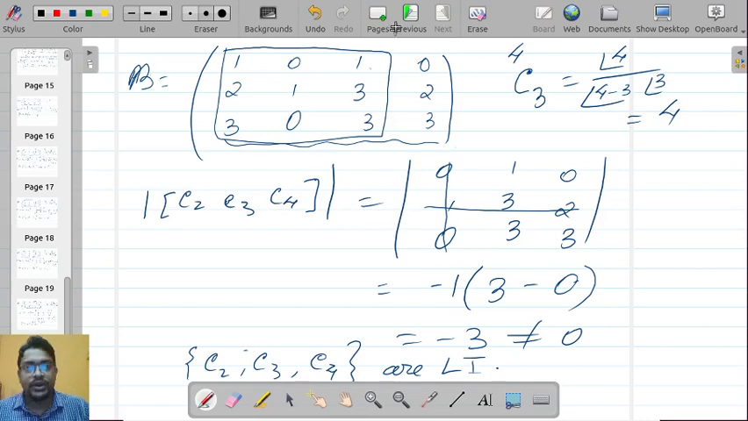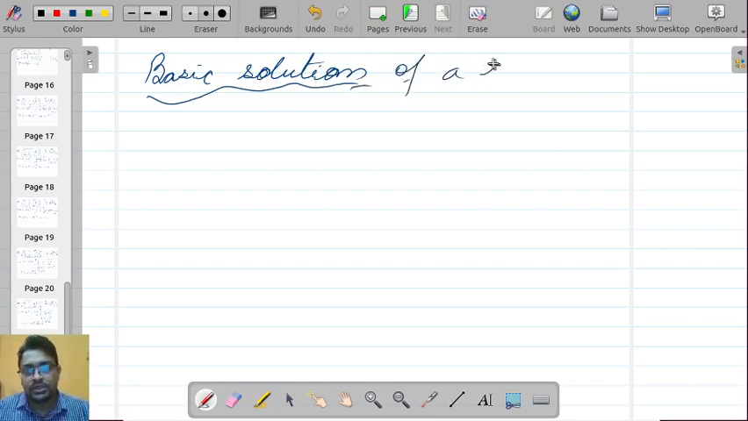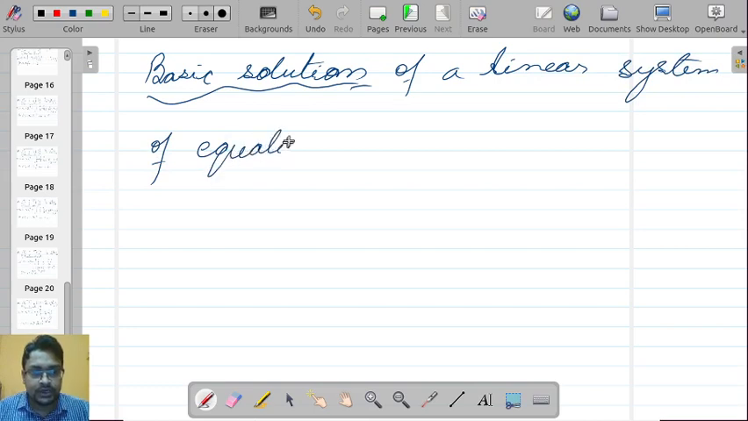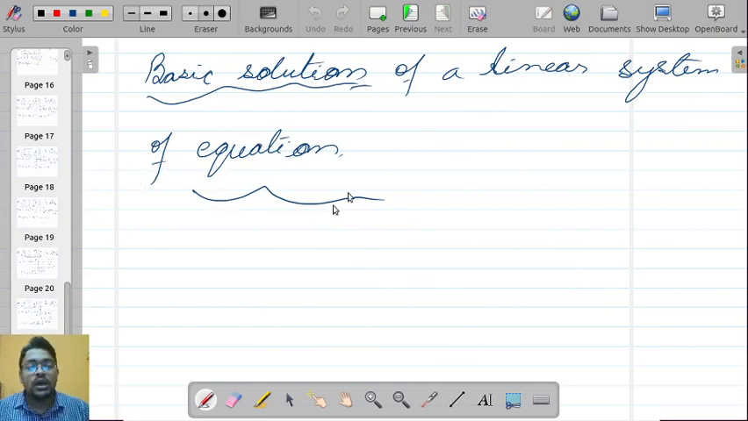These things will be required in a topic called finding out basic solution. There are certain problems which we need to do, basic solution of a linear system of equations. We will cover that in the next lecture. For that, these backgrounds are very important: how to find the linearly independent columns of the matrices. That is what we will be discussing, basic solution of linear system of equations, in the next lecture. Thank you.